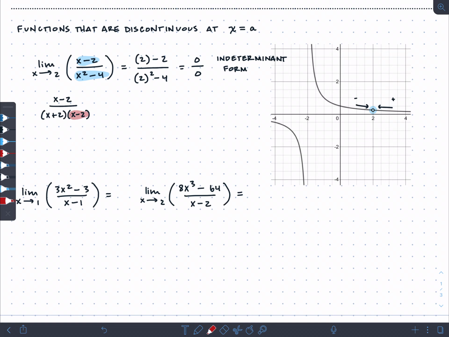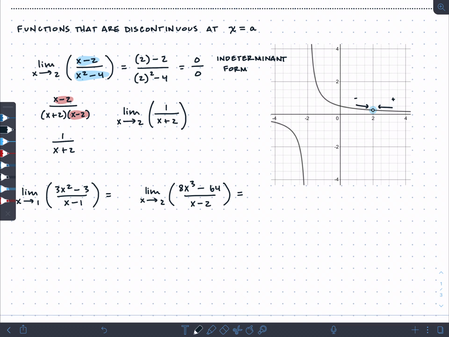We have x minus 2 and x minus 2, which cancels out. And that gives us 1 over x plus 2. So now I'm evaluating the limit as x approaches 2 of 1 over x plus 2.